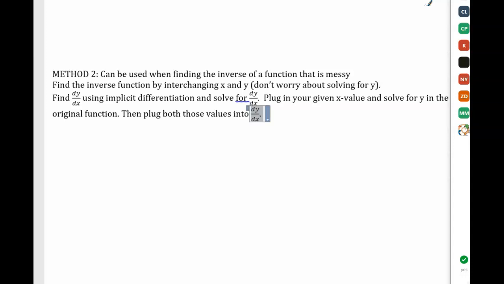The reason we learn inverse derivatives after implicit differentiation is because we can use techniques from implicit differentiation to help us find these messier inverse derivatives. So we're going to use the idea and the techniques behind dy dx and implicit differentiation to find these messy derivatives of inverses.